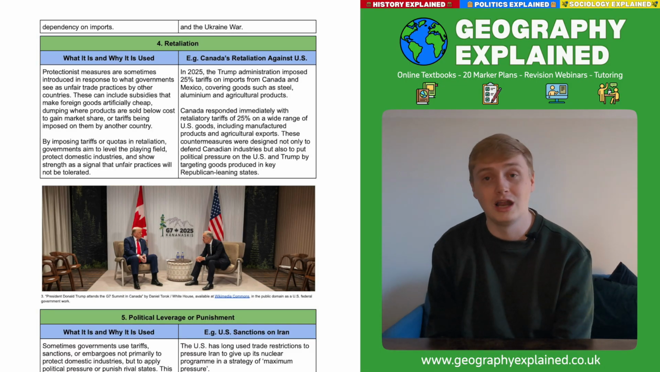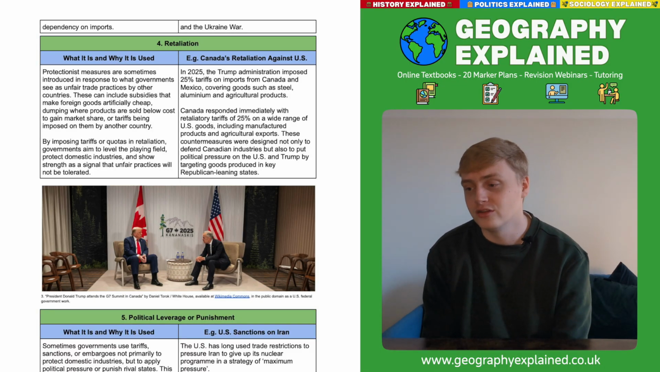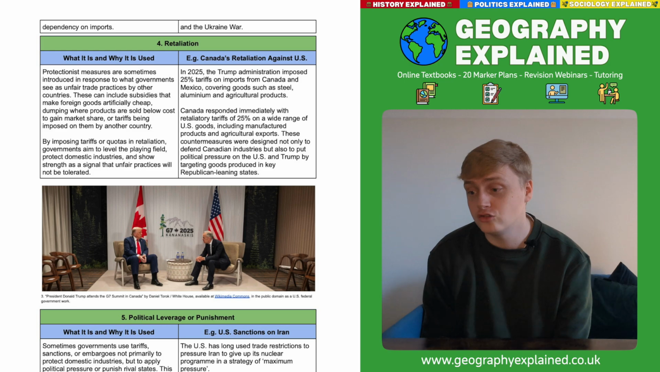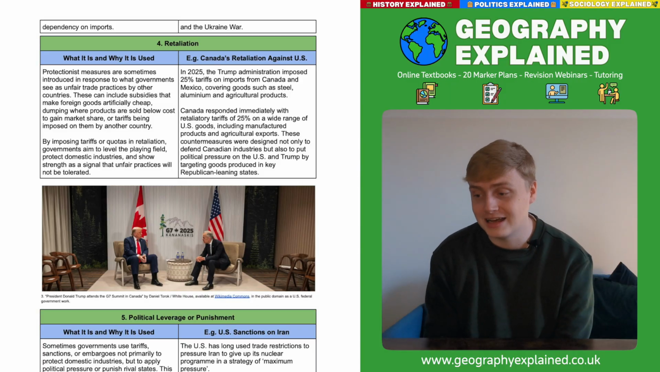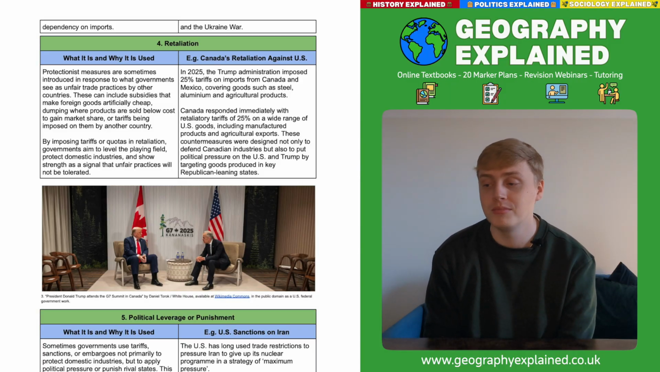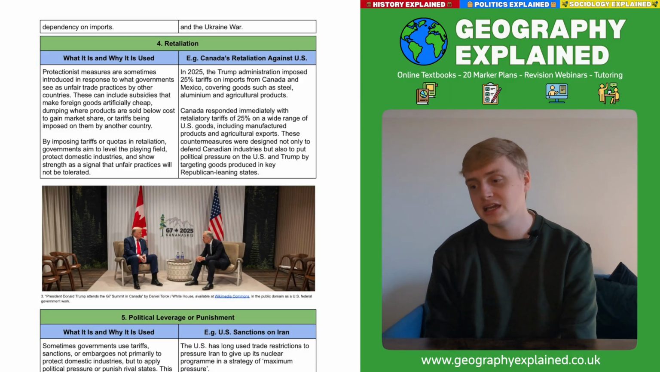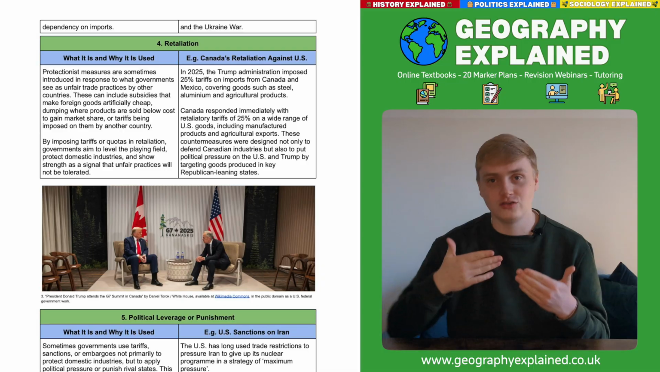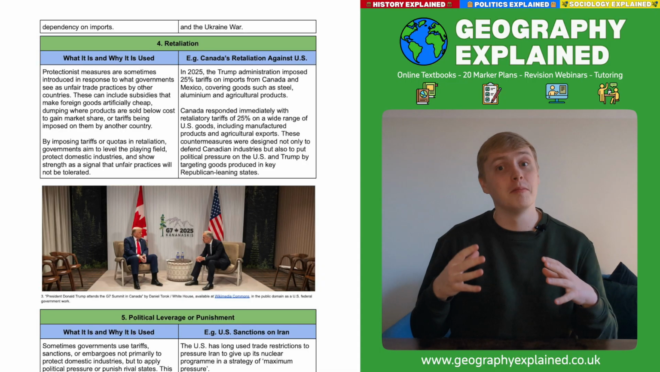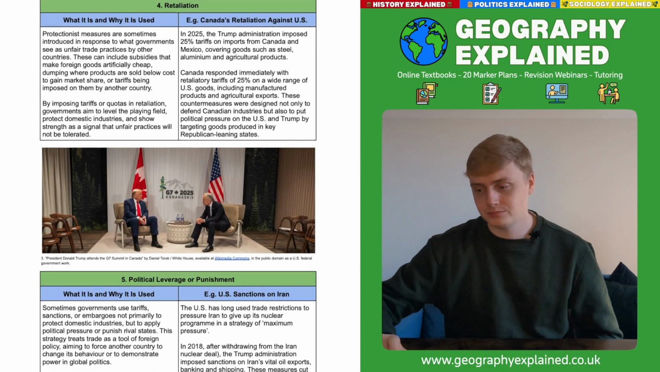And we saw that in 2025 when the Trump administration in America imposed 25% tariffs on Canada and Mexico. Canada then responded immediately with retaliatory tariffs of 25% on a wide range of US goods. And this is effectively how it often happens in terms of trade wars. They keep putting tariffs on each other, and that really undermines free trade effectively.